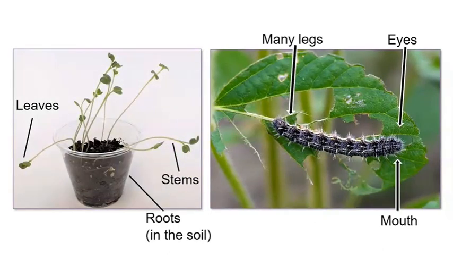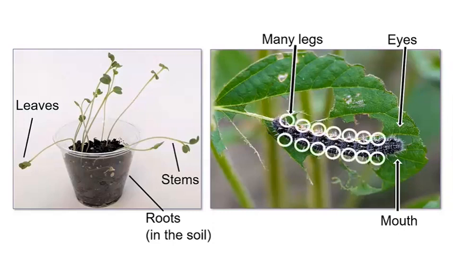Let's look at the radish plant and the caterpillar side by side. What do you notice? What do you wonder? I notice these organisms have very different characteristics. For example, the caterpillar has many legs and the plant has none, not a single leg. Why is that?